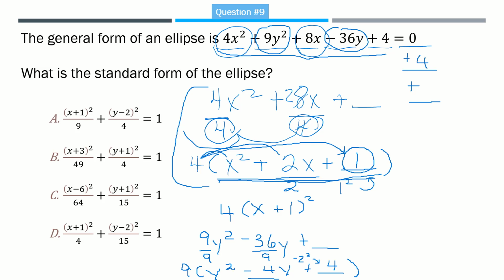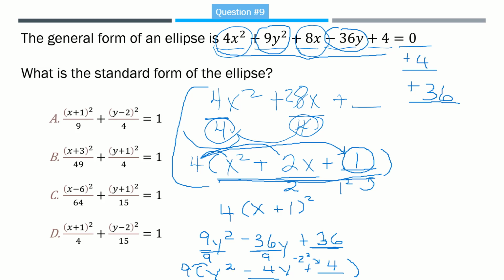So when I go ahead and distribute that 9 back in, I'll know what it is that I'm adding to this trinomial. 9 times y squared is 9y squared. 9 times negative 4 is negative 36. And 9 times 4 is just the number 36. So we're adding 36 to the left side of the equation. We need to add 36 to the right side of the equation.